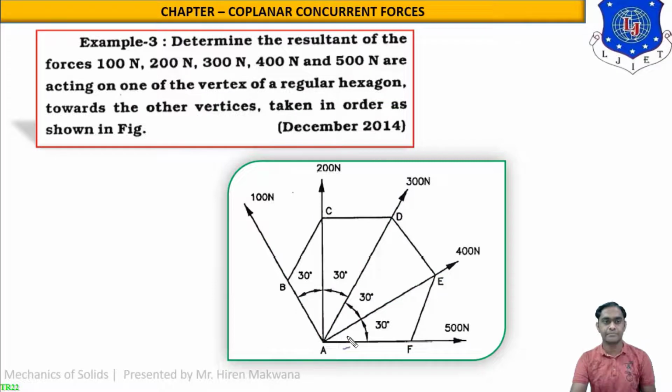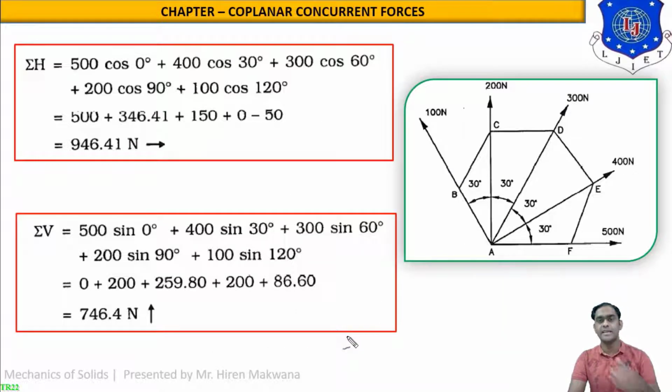Let us start. So you can see in this figure, the same figure is drawn over here. The angles are 30, 30, 30 and 30. First of all, let us start with sigma H, with the x-axis. What is the first force? 500. Angle will be 0. So 500 cos 0, as you can see in the equation. What is the second force? Second force in the figure is 400 Newton, but the angle from the origin or x-axis is 30 degree. So 400 cos 30.